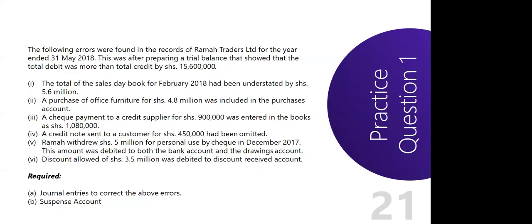So note number one, we are going to move note by note. Note number one: the total of the sales day book for February 2018 has been understated by 5.6 million. The total of the sales day book for February 2018 has been understated by 5.6 million.